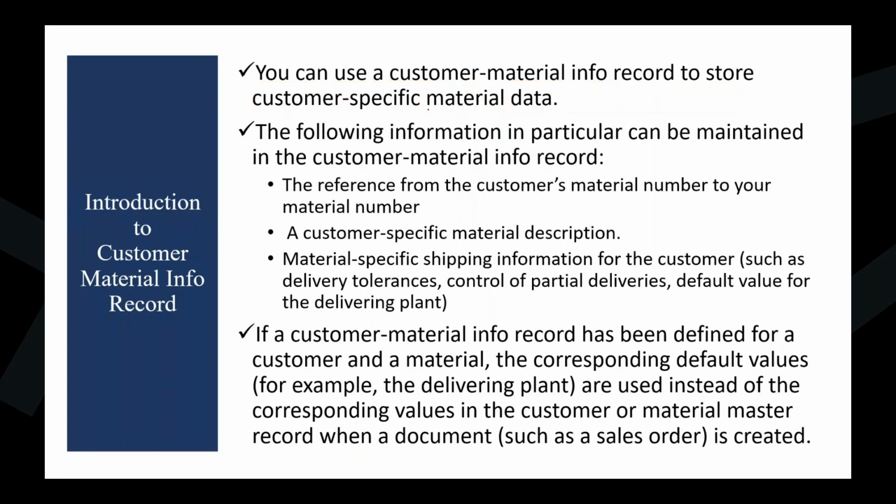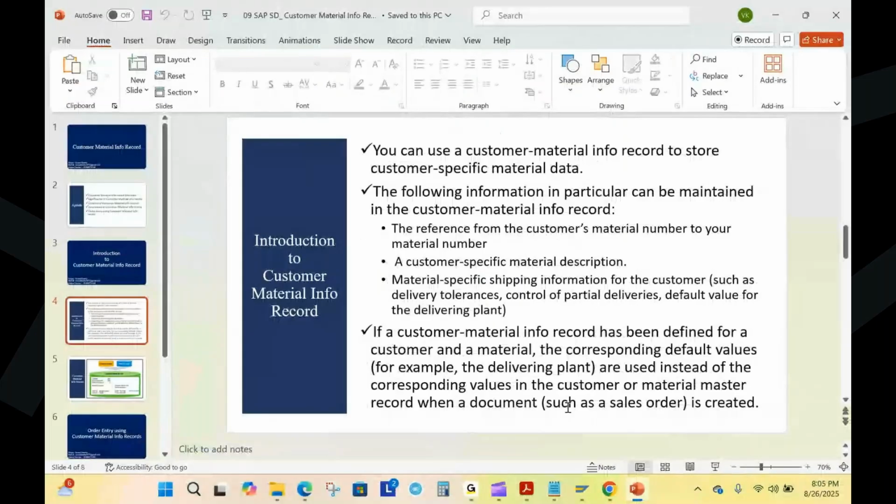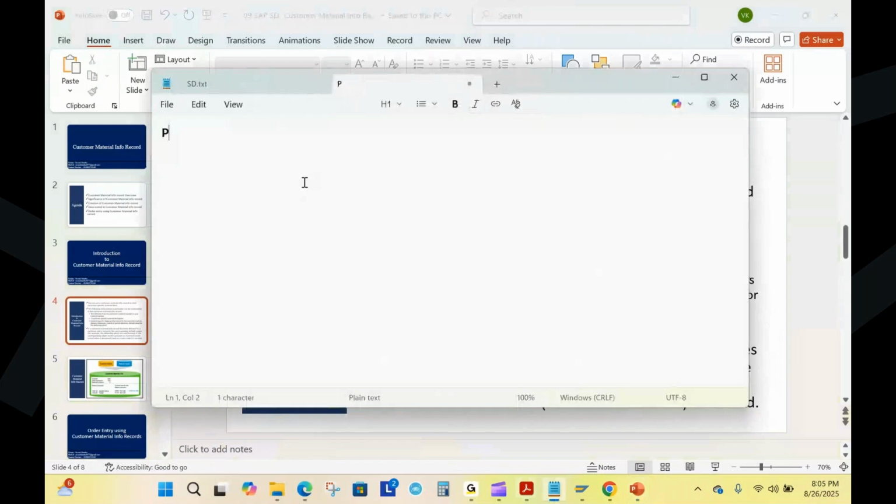CMIR basically. So I'll explain with a simple example. Let's say you have a product A, or let's say product XYZ. This product you are producing. Now this product you are selling to different customers. Let's say customer A, customer B, and then customer C. We're selling the same product to three customers.